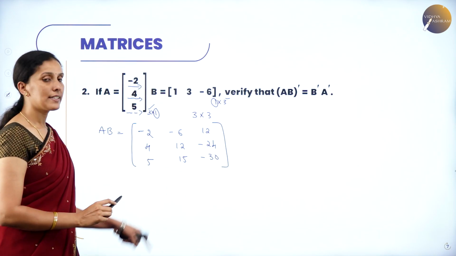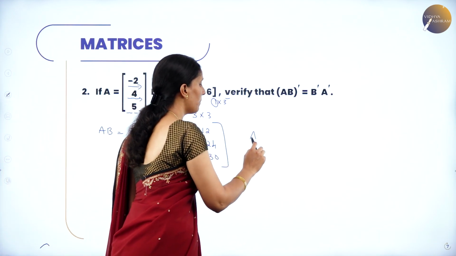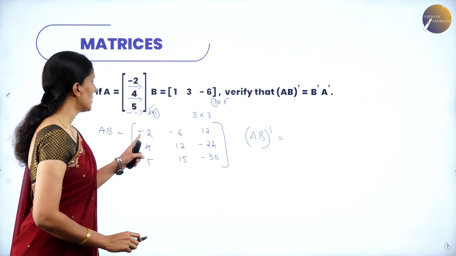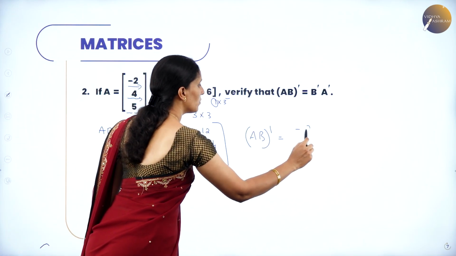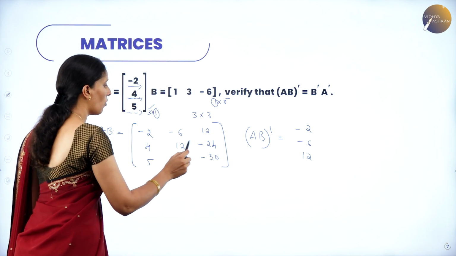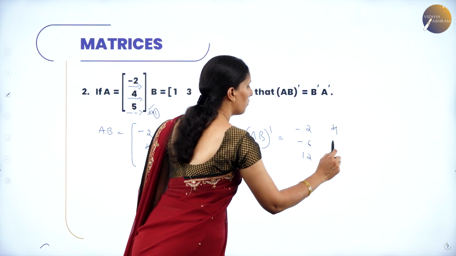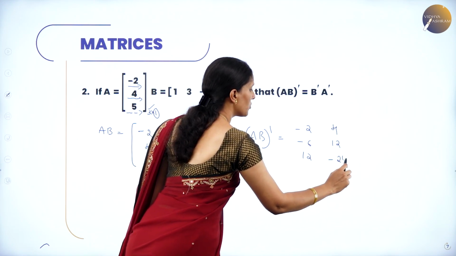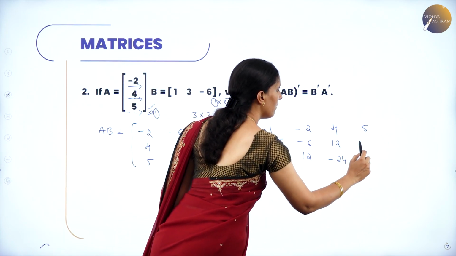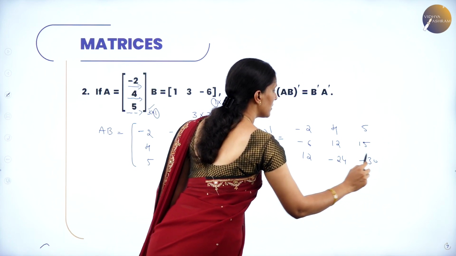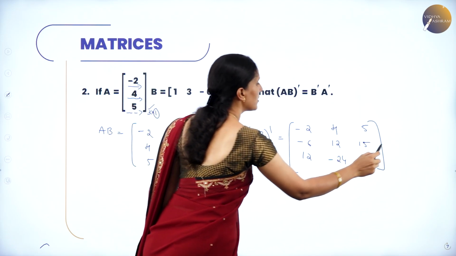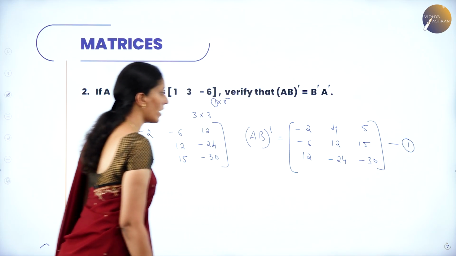So if this is AB, let's take (AB) whole transpose. What happens? We have minus 2, minus 6 and 12. And here we have 4, 12, minus 24. Next 5, 15, minus 30. So now this is (AB) whole transpose. Let me take it as equation 1.